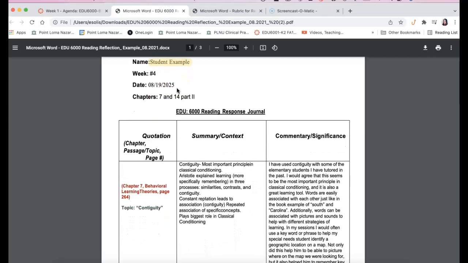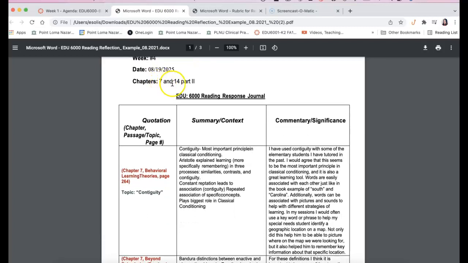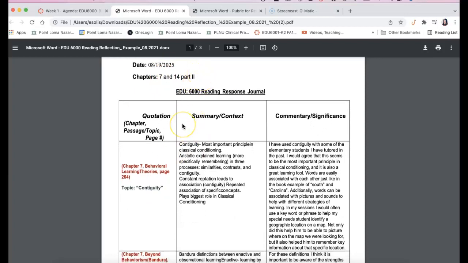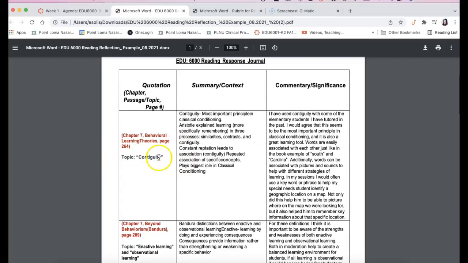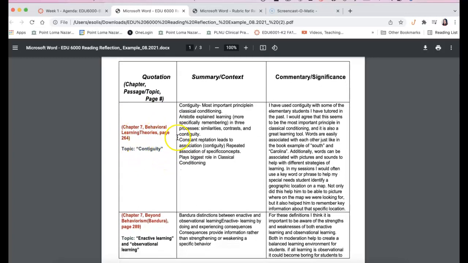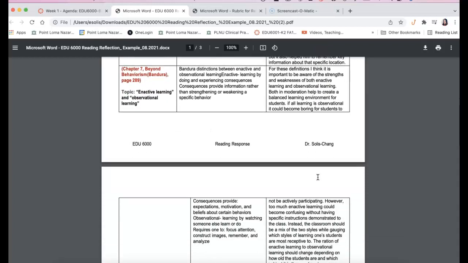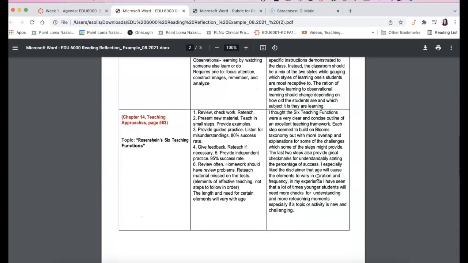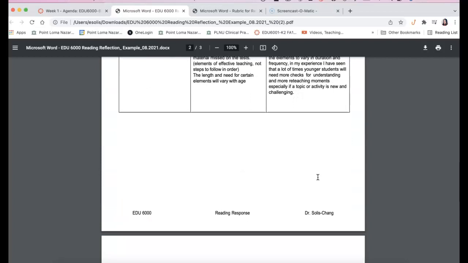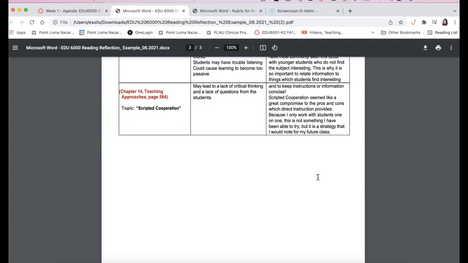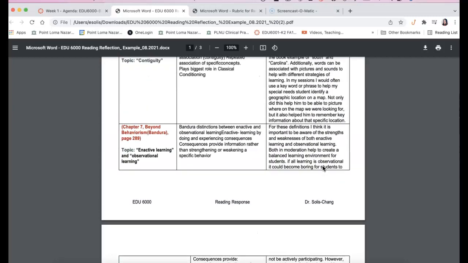Here is, for example, week 4, where they had chapter 7 and 14, part 2, for that reading response. I love how they highlight this in a different color. They put the topic, the chapter, the page number, what specifically they're talking about and summarizing, and then how it's significant to them. This is available to you in the agenda. So this is all chapter 7, and then the next page is chapter 14. They got a page on each, and they took out the most key points that stood out to them.